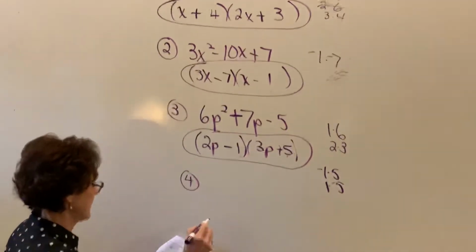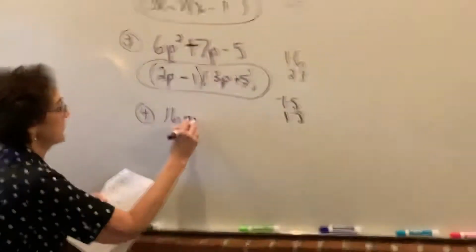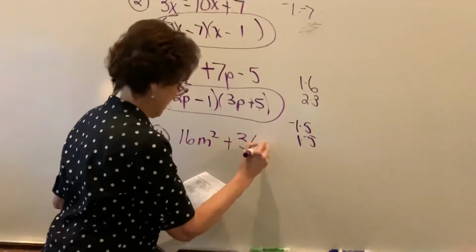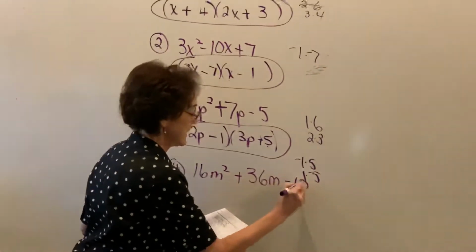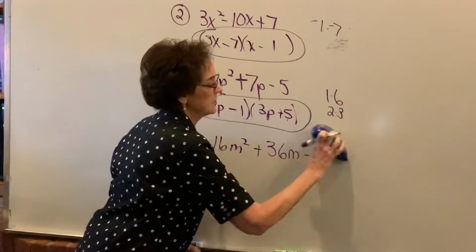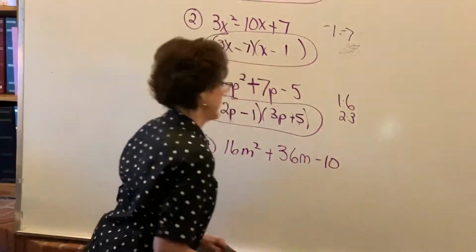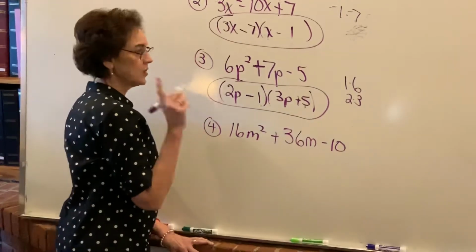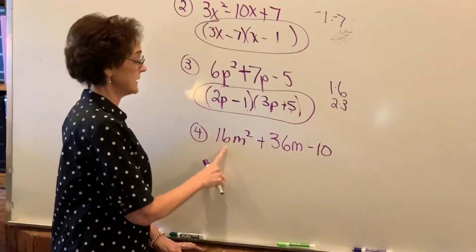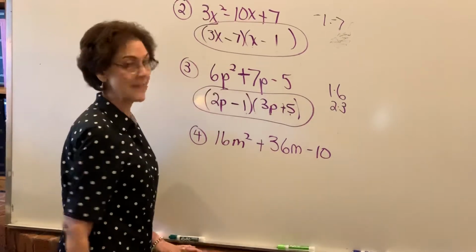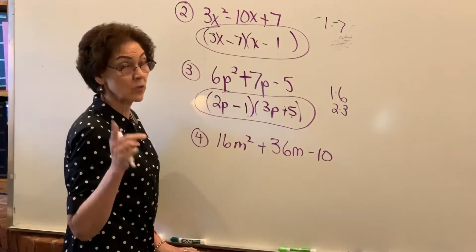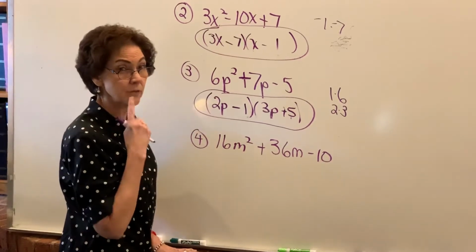All right, we've got 16m squared plus 36m minus 10. Okay, here we go. Now, the first thing you always do is see if there's a GCF. Is there any number that goes into a 16, a 36, and a 10? Ah, this time there is. So what goes into all three of those numbers?